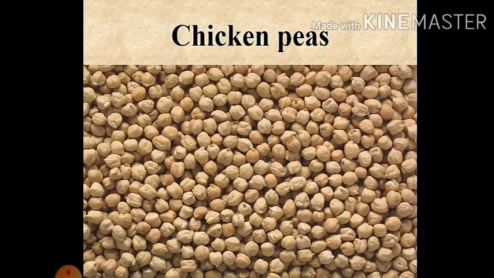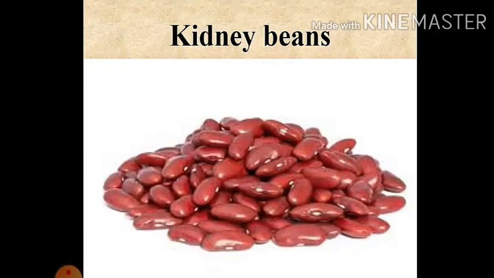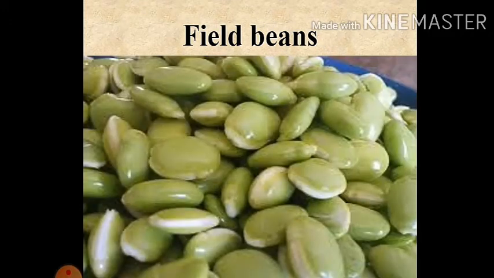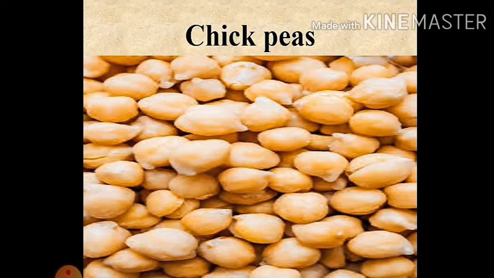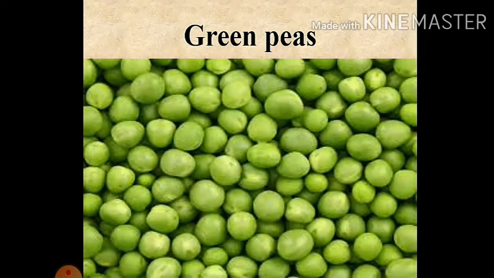Let's see the examples of pulses again. Green gram, chickpeas, kidney beans, field beans, green peas. So when you take any of these pulses and break it, it will break into two equal halves, but it won't release any oil. So these seeds are known as pulses.